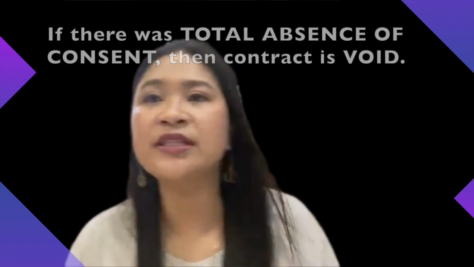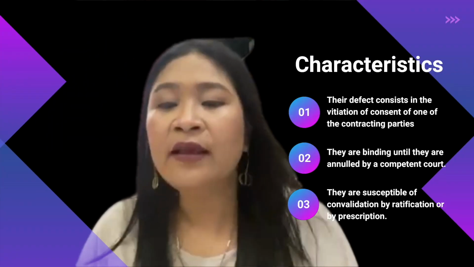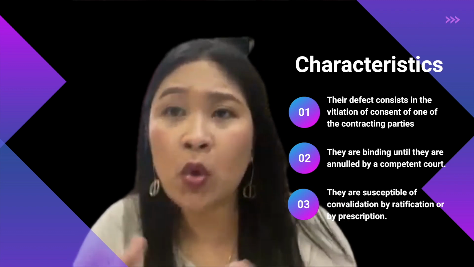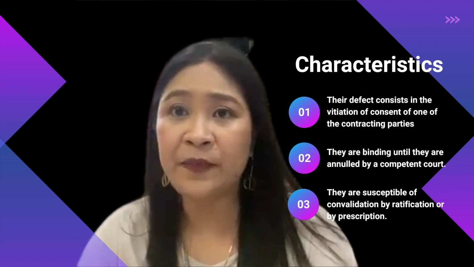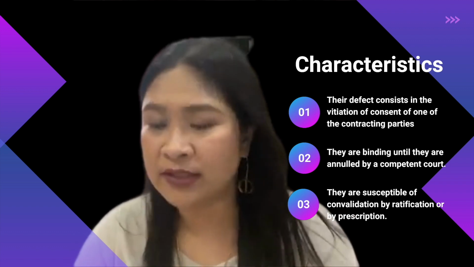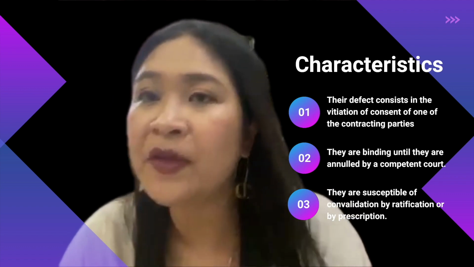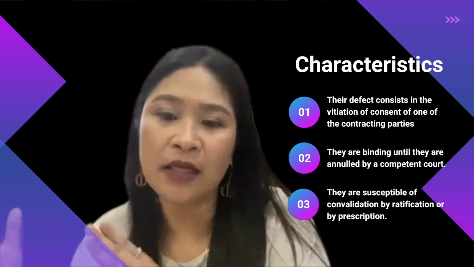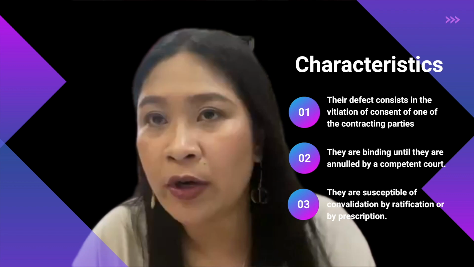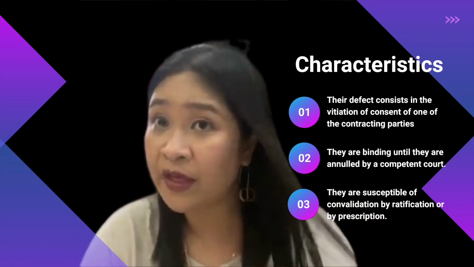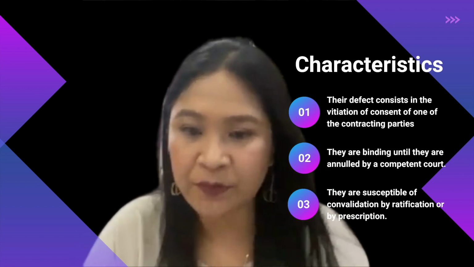So what are the characteristics of your voidable contract? The first, you've already mentioned, is that it consists in the vitiation of consent of one of the contracting parties or one of the contracting parties being incapacitated to give consent. Second, they are also binding, and we've mentioned this already because they're valid until annulled by a competent court. Third, they are susceptible of convalidation by ratification or by prescription.